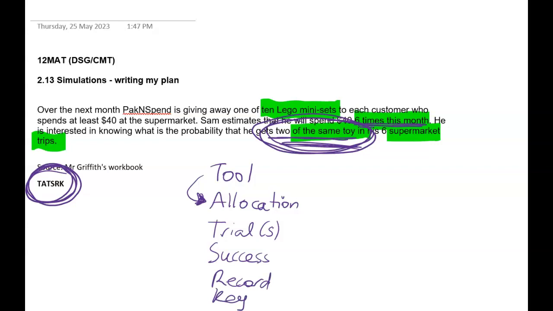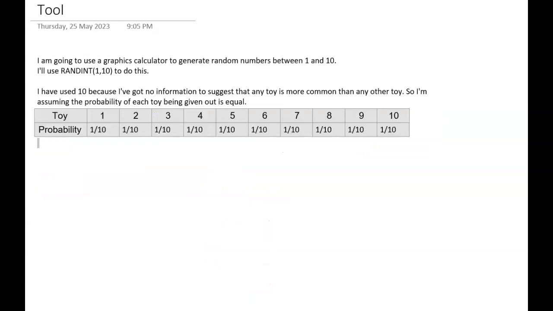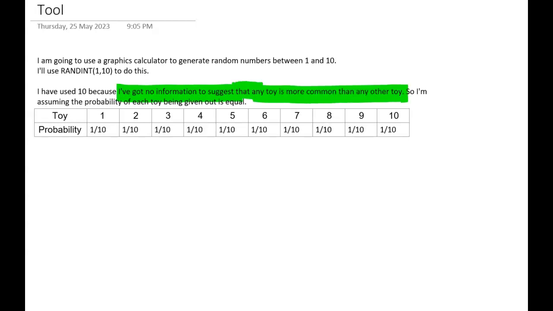So what I've done here is I've just typed in before I made the video what I would put for a good plan for each of these things. So here's what I said for tool. I said I'm going to use a graphics calculator to generate random numbers between 1 and 10, and I'll use randint(1,10) to do this. Now, if you think about why I've used 10, it's the lowest number that I can get away with. I've got no information to suggest that any toy is more common than any other toy. So we're assuming equal probabilities, and that means that I've got these 10 possible toys, and they've got equal probabilities.